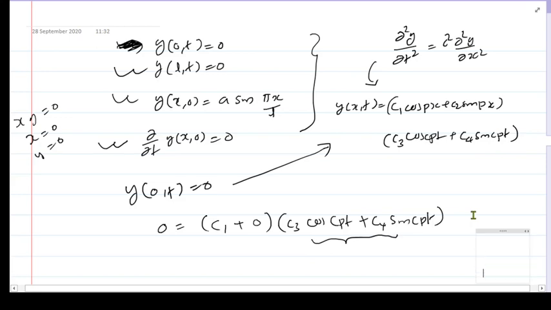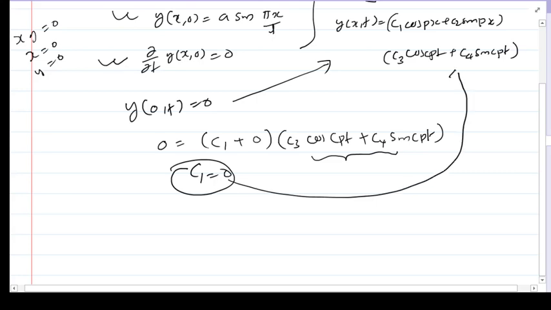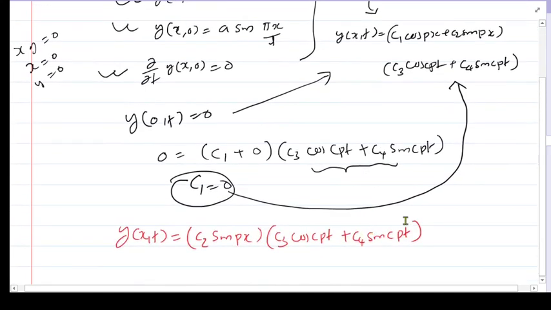Otherwise, if the second factor is 0, we always get y of x,t equal to 0. So the only possibility is c1 equal to 0. Now we substitute c1 equal to 0 in the general equation and revise it. This is a very important point. We revise the equation: y of x,t equal to c2 sin px into c3 cos cpt plus c4 sin cpt.